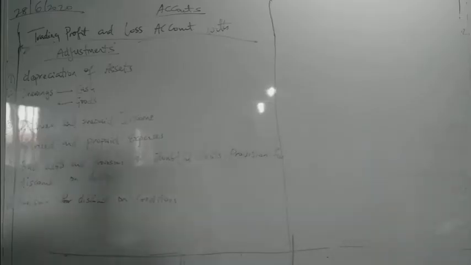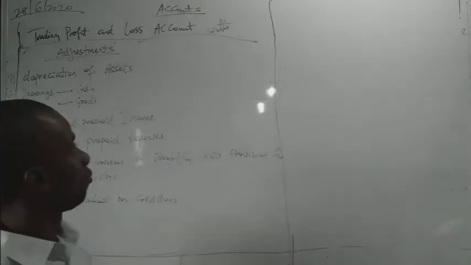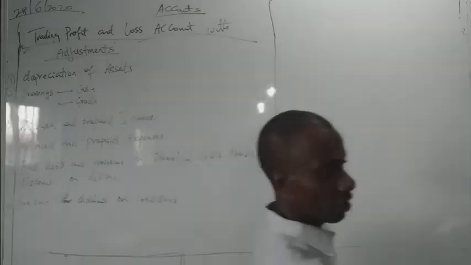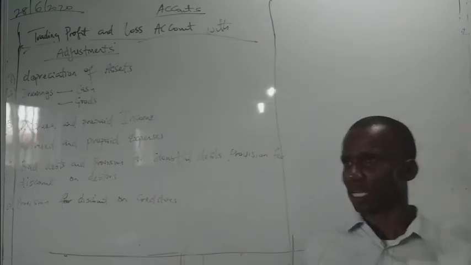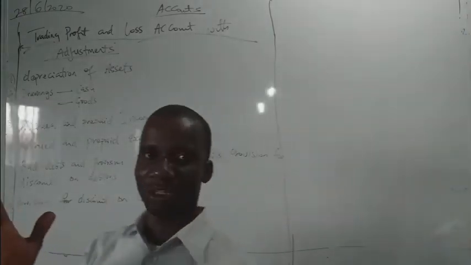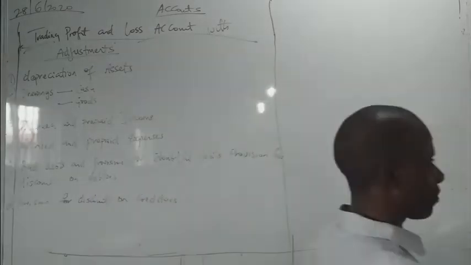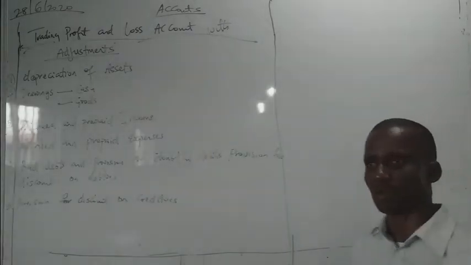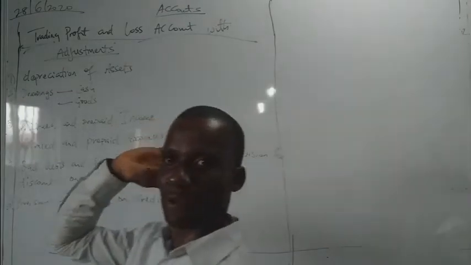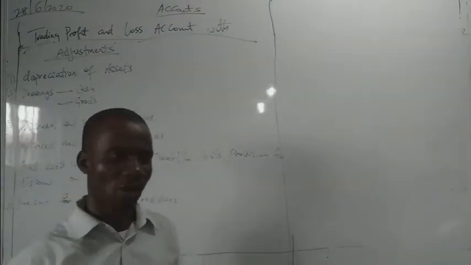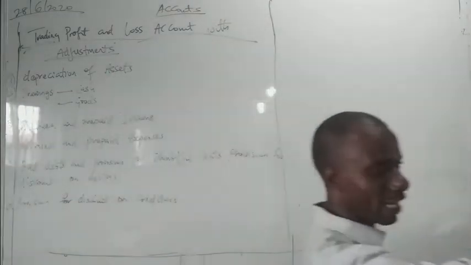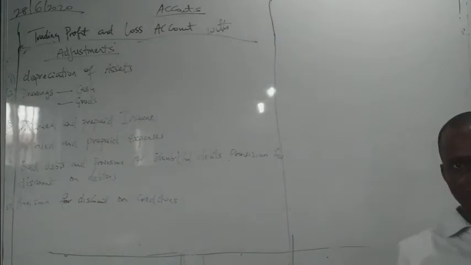Okay, we'll now be looking at adjustment. We've done the first part of the trading profit and loss. That one didn't involve any adjustments. What do I mean by adjustments? Now, the trading profit and loss account, just as I told you, is usually for 1 year. Now, there are some income and expenses that are for that particular year, or for the previous year before the current year, or for the next accounting period after the current year.